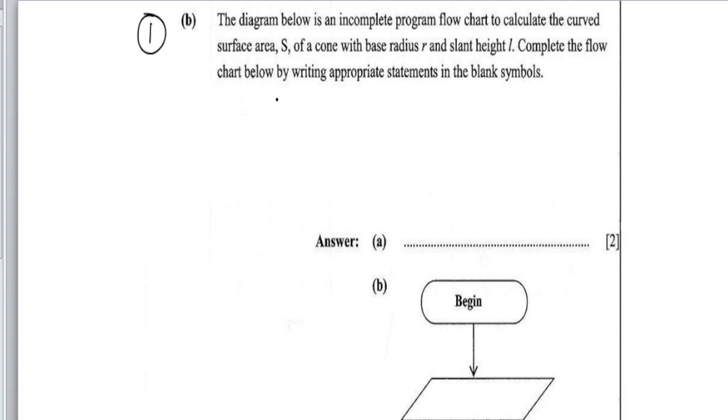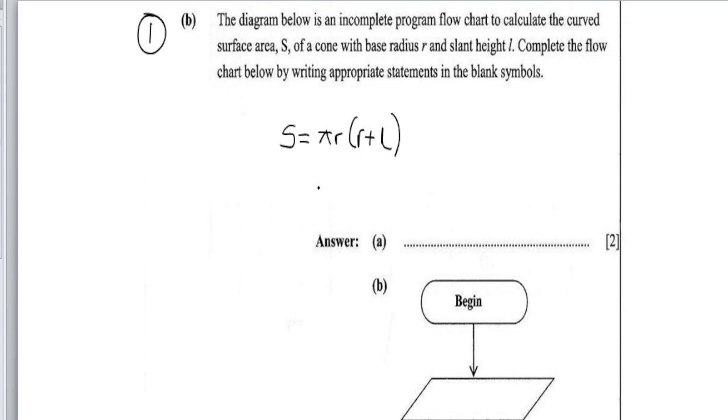So the curved surface area of a cone can be calculated by, so the surface area is given by pi r open bracket r plus l. It's supposed to be r plus l, so this is not a 1, it's l. Where we know pi, then we have r, which is the radius, then we have l, which is the slant height. So this is what you need.